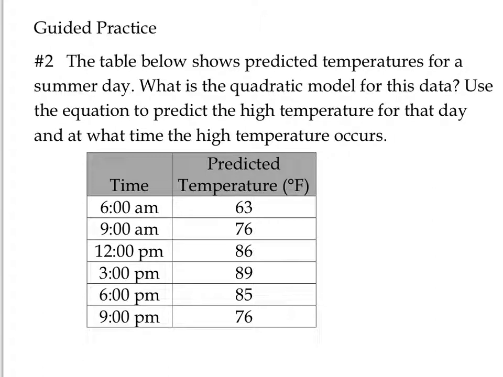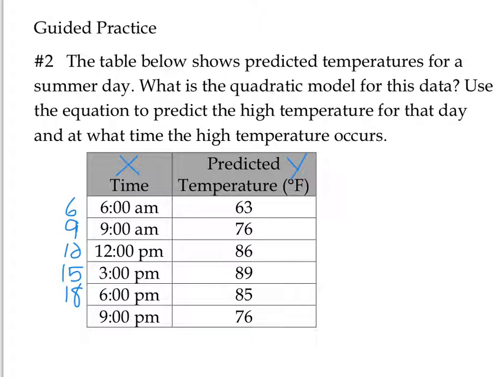And what you're going to want to be able to do here is recognize how to enter these x values. Again, these are our x values. These are our y values. So we're going to enter a 6, 9, 12. Then for 3 o'clock, we're going to have to enter a 15, for 6 o'clock an 18. These are the number of hours since midnight, if you will.